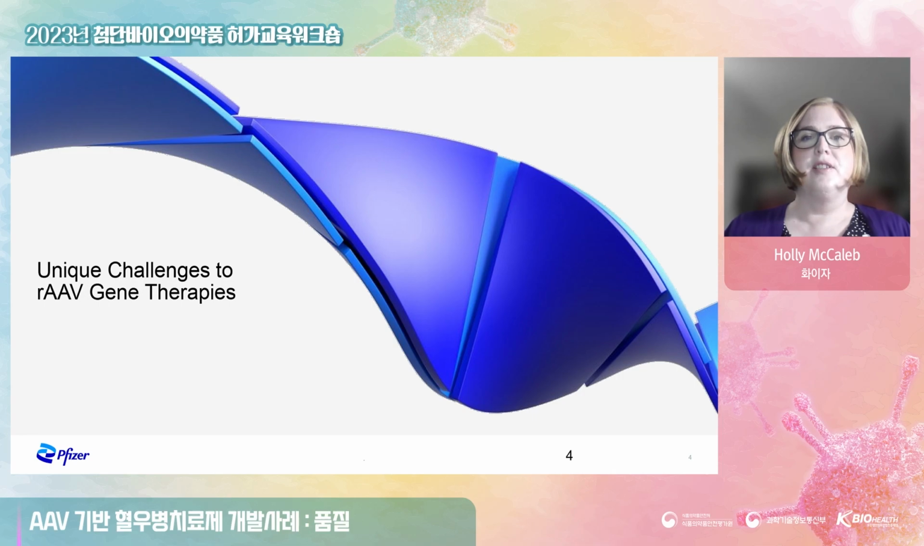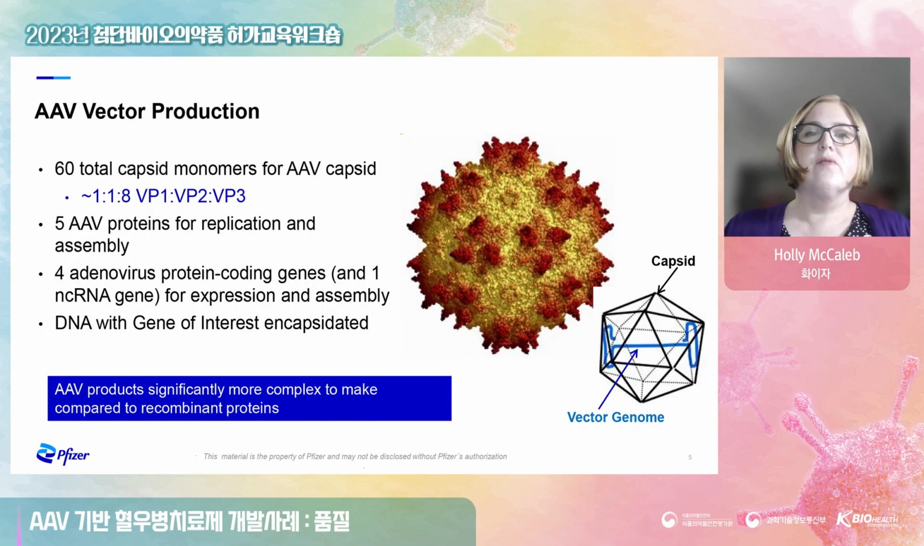We will start with unique challenges to AAV gene therapeutics. The AAV vector consists of two parts: the AAV capsid and the DNA with the gene of interest, which is also known as the vector genome. The AAV capsid is composed of 60 protein monomers in a ratio of approximately 1:1:8 of VP1 to VP2 to VP3. 5 AAV proteins are required for replication and assembly. 4 adenovirus encoding genes and 1 non-coding RNA gene are required for expression and assembly. The DNA with the gene of interest is encapsulated within the AAV capsid.